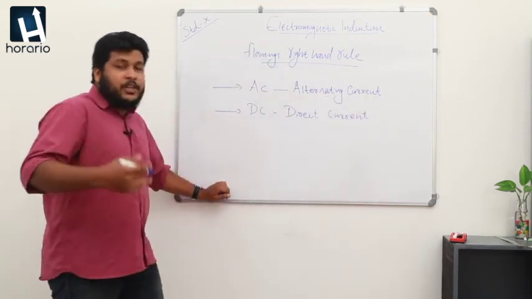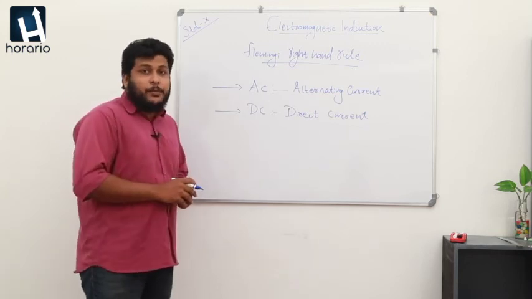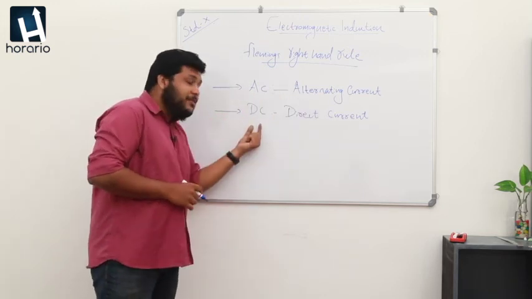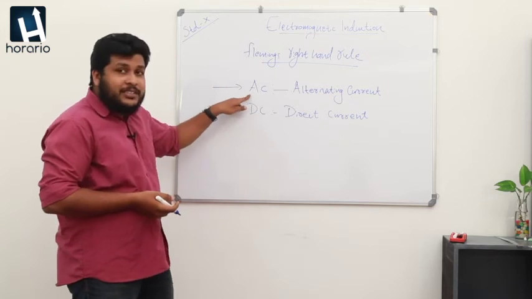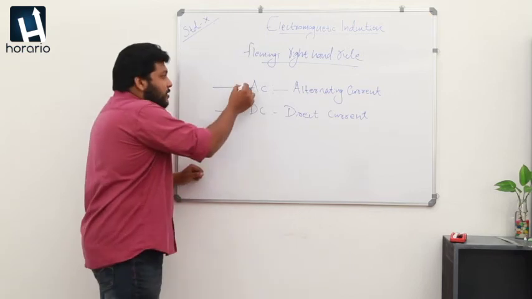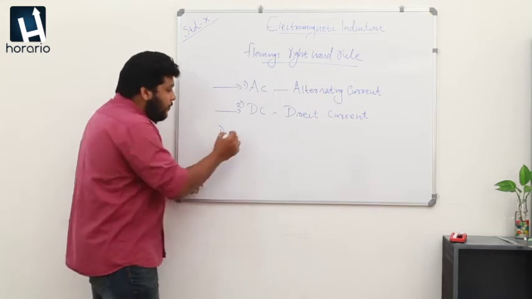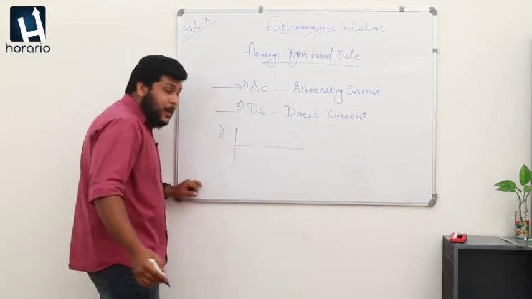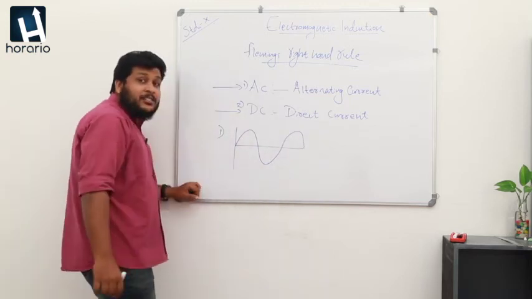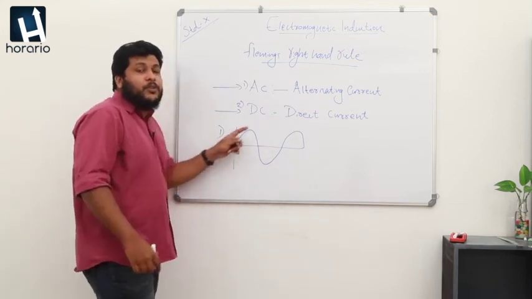So the electrical energy production is taking place, and the two types of current can be produced with the help of electromagnetic induction, one is AC and the other one is DC. The expansion of AC is alternating current and DC is direct current. For example, what is meant by AC? The current which is constantly changing its direction is known as alternating current. It is alternating the direction of the flow of current.